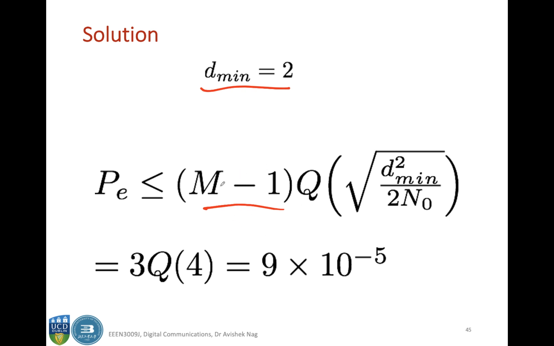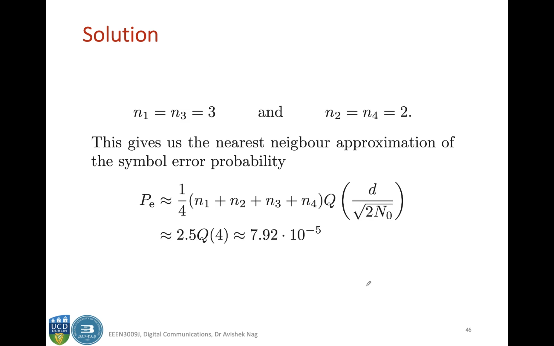So your d min is 2, and then you can use the union bound and calculate this expression. We have 4 signals, so 3Q over 4, and then you can use the Q function table to find out what is Q(4), and then you will get this expression. This is your upper bound for the probability of error. You can apply the nearest neighbor also. So that was union bound for you.